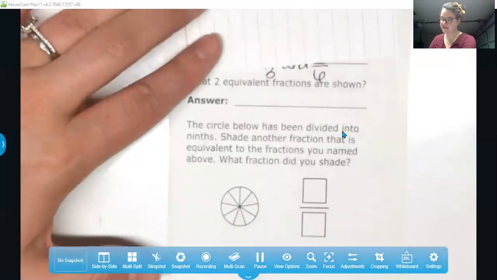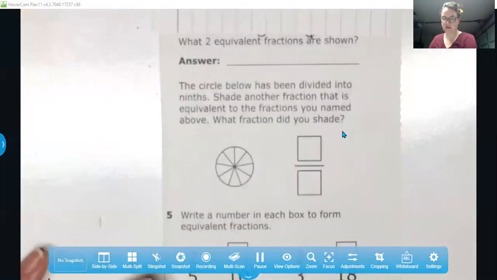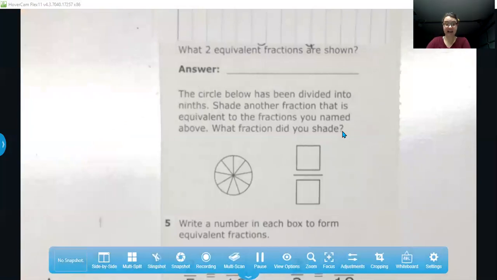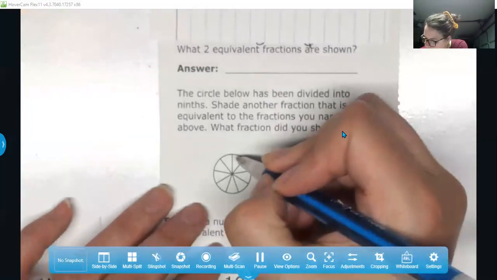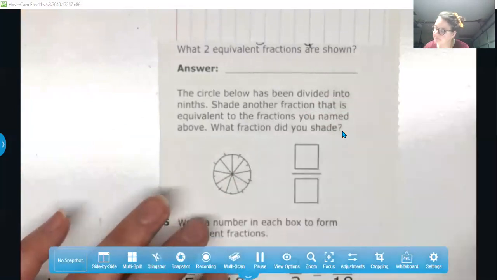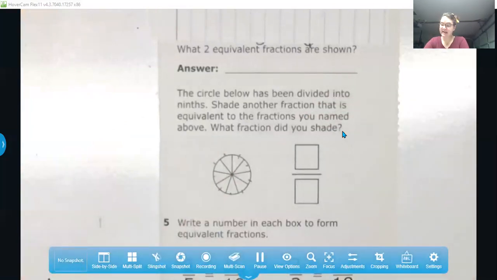The next is asking for a question down here. It says, the circle below has been divided into ninths. 1, 2, 3, 4, 5, 6, 7, 8, 9. Shade another fraction that is equivalent to the fractions you named above. What fraction did you shade?